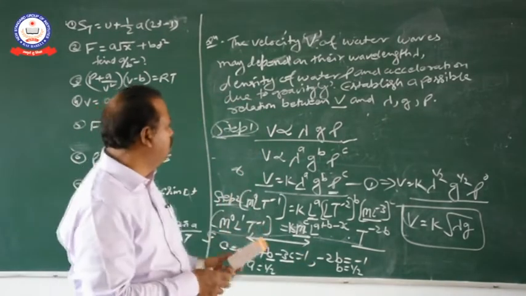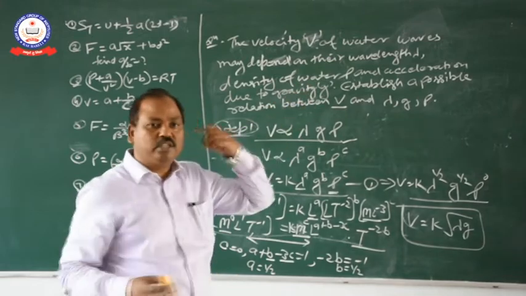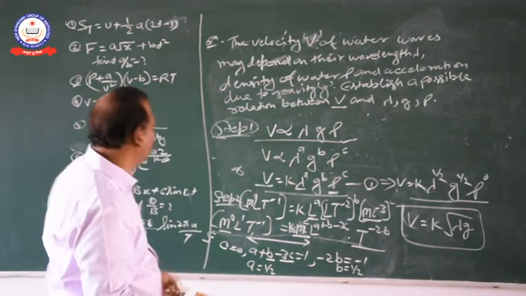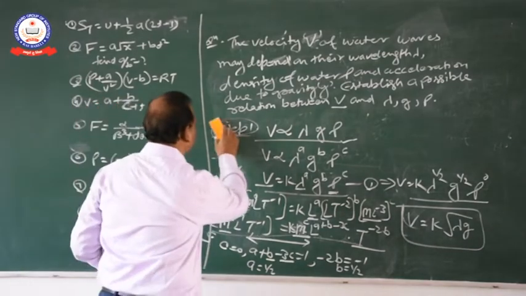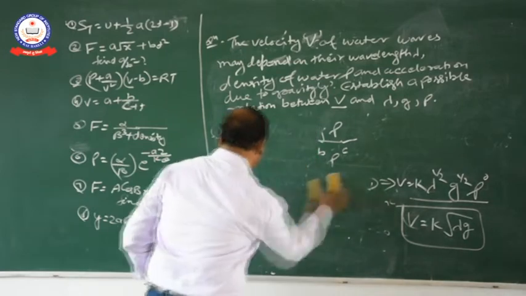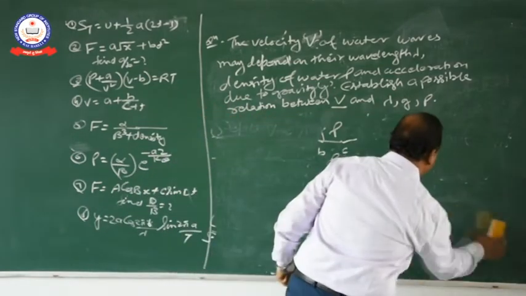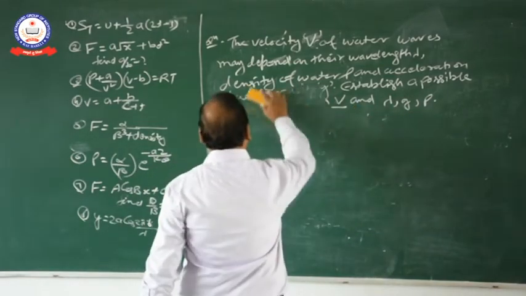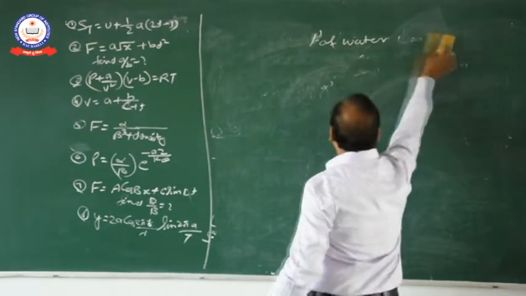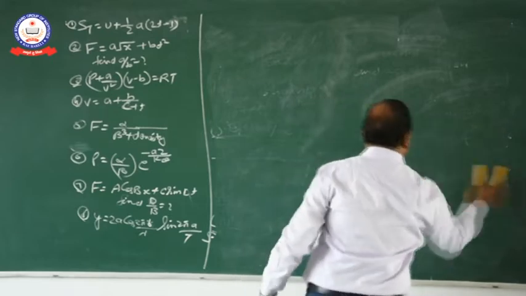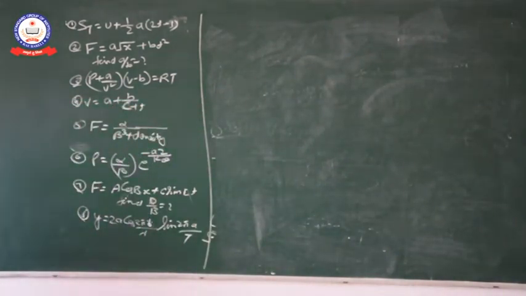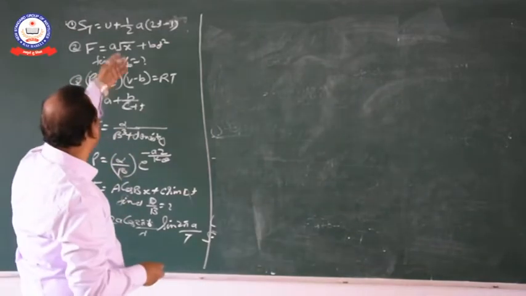So this was to establish the relation between the other quantities. And the third use of the dimensional analysis is to check whether the given formula is correct or incorrect. Correct? We will take more questions.